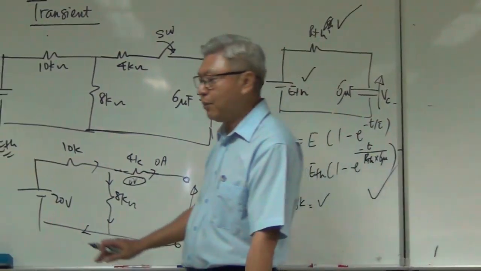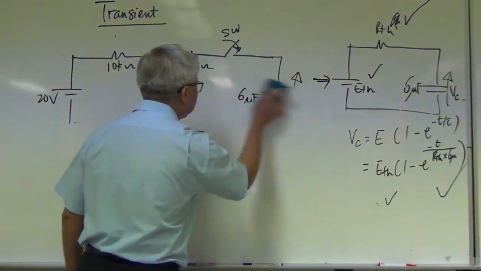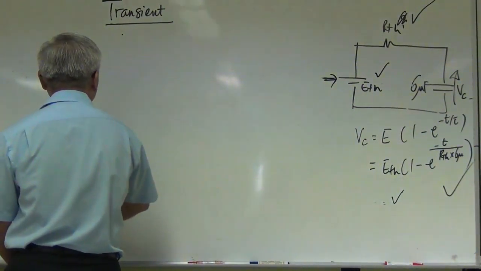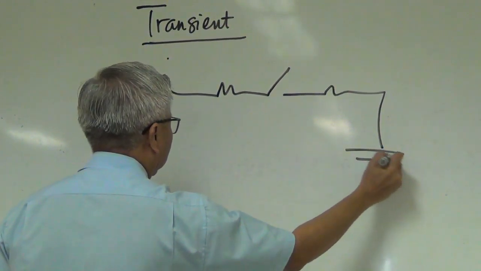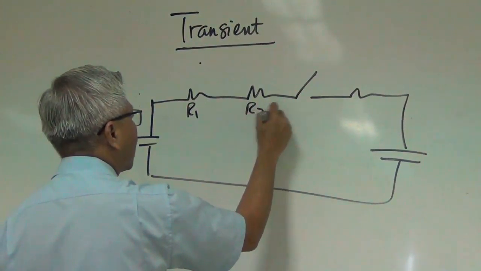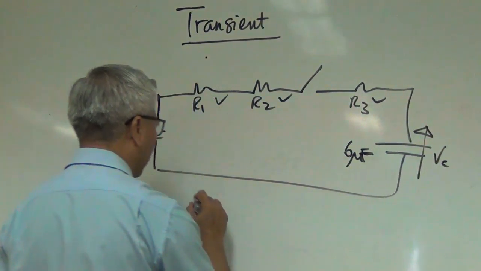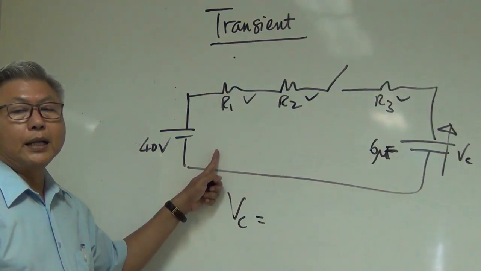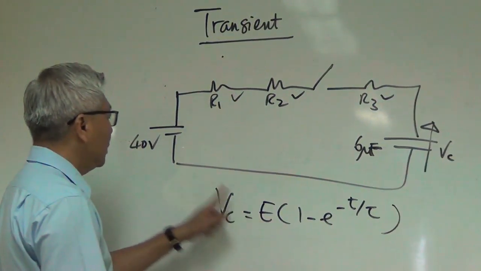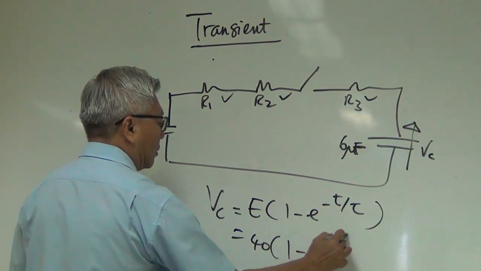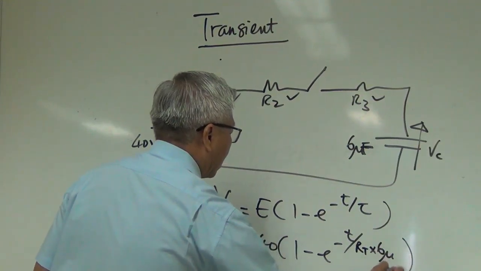Okay, so let me ask you, if I give you an example, whether you need Thevenin's theorem or not. The answer is yes or no, right? So let's try. If you have a circuit like that, here's a 40 volt source, here's R1, R2, R3. All the values are given, and here's 6 microfarad. Then you are asked to find VC. Do you think you need Thevenin's theorem? No, the answer is no need because it's a simple series circuit. So the expression is just E times (1 minus e to the minus t over time constant). What's the E? It's equal to the 40 volts. What's the time constant? Total resistance multiplied by total capacitance. So that's the expression for your VC.